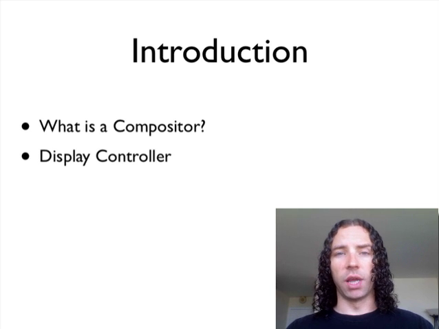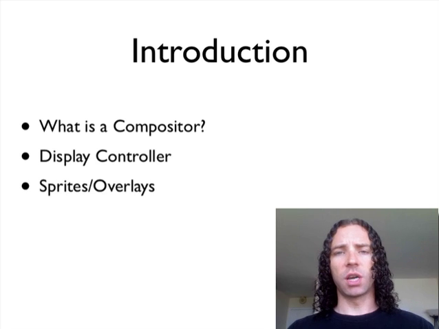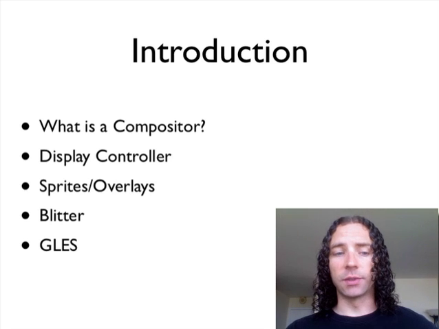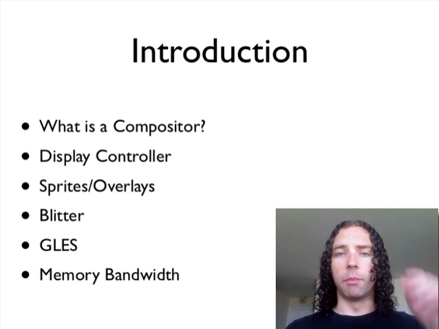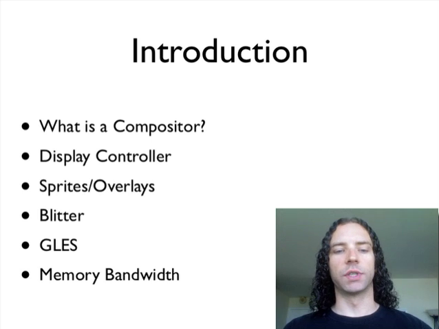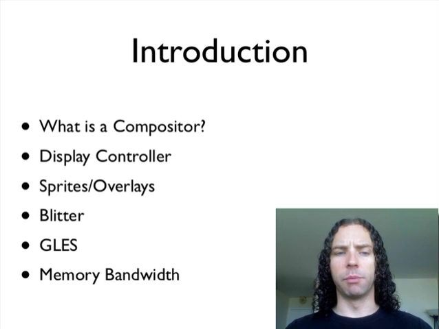So I'm talking about the display controller, which is the component of the hardware which actually takes video memory and puts it on screen. So I'm talking about sprites, or as they're more commonly referred to in modern times, overlays. Blitter, both as it was represented in hardware and also software, but basically just what it does. GLES, which is the new OpenGL way of doing these things. And some talk about memory bandwidth, because that's sort of the interesting area of discussion when you look at modern composition or modern compositor implementations.